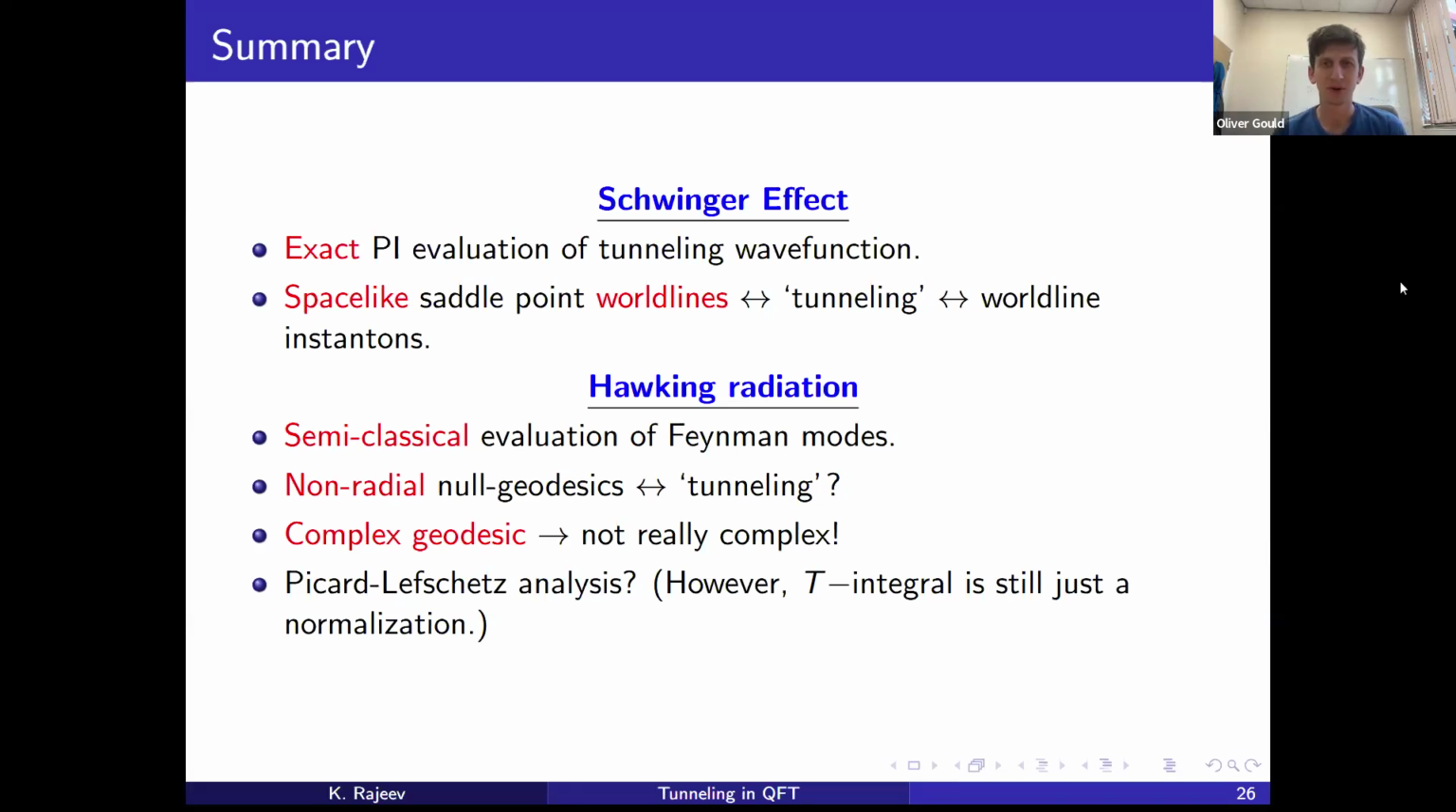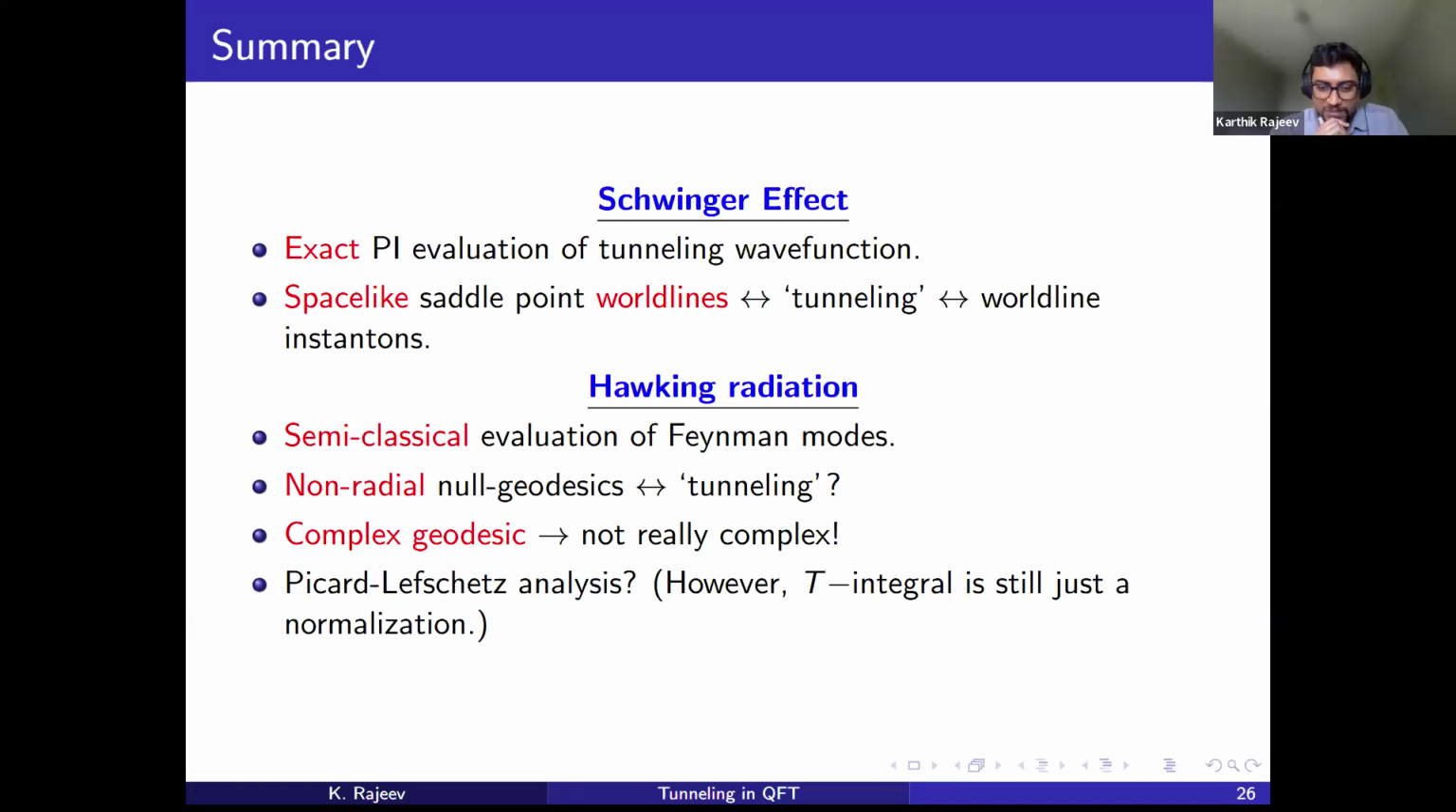Let me just start with one while we wait. In this first picture, the Schwinger effect, you talked about how these space-like world lines are actually somehow what are being summed over and that give you the tunneling effect. But is there a way of identifying which space-like world lines are important?